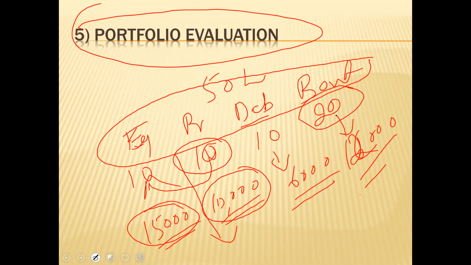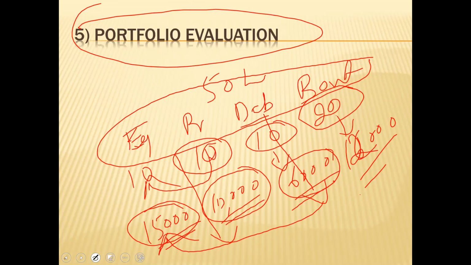Or else, for example, here you received only 6,000, right? If you are ready to take risk, you can sell your 10 lakh worth of debentures, and you can invest in equity shares. Is it clear? Here you can earn more return, like that. This is nothing but portfolio evaluation, comparing the return and risk of different sources and changing the portfolio according to risk and return factors. Is it clear?